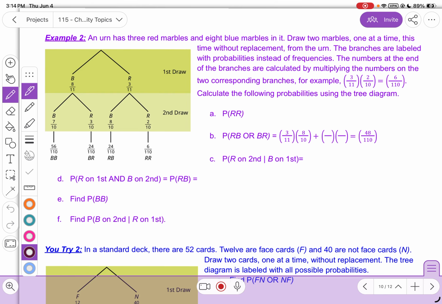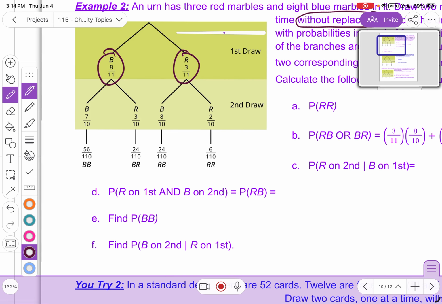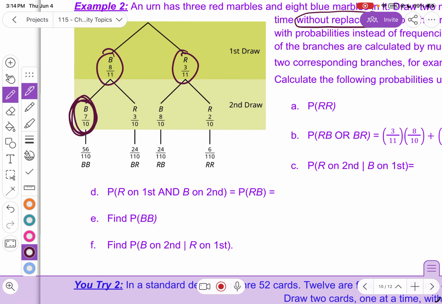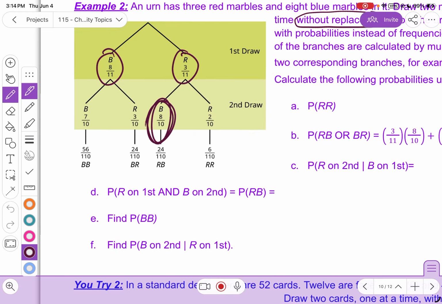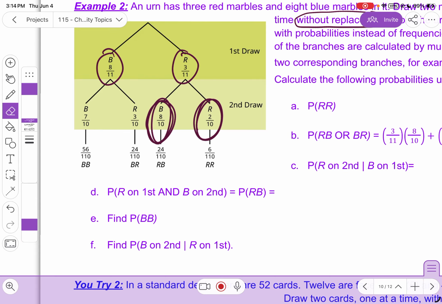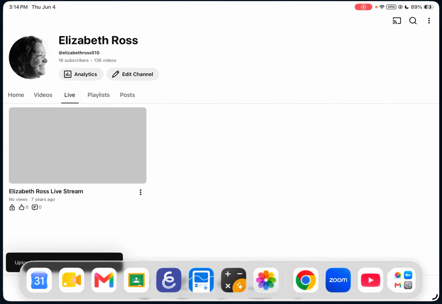There are 3 red marbles and 8 blue marbles. Draw 2 marbles one at a time, this time without replacement. So this time we're going to use probabilities instead of frequencies to make our life a little easier. The probabilities are out of 11. But then we're not putting the marble back. So if I take out a blue marble, now I only have 7 out of 10 on the second pick, and 3 out of 10 for red. If I pick a red the first time, the blue stays 8, but the red goes down. Let's change my screen back here.